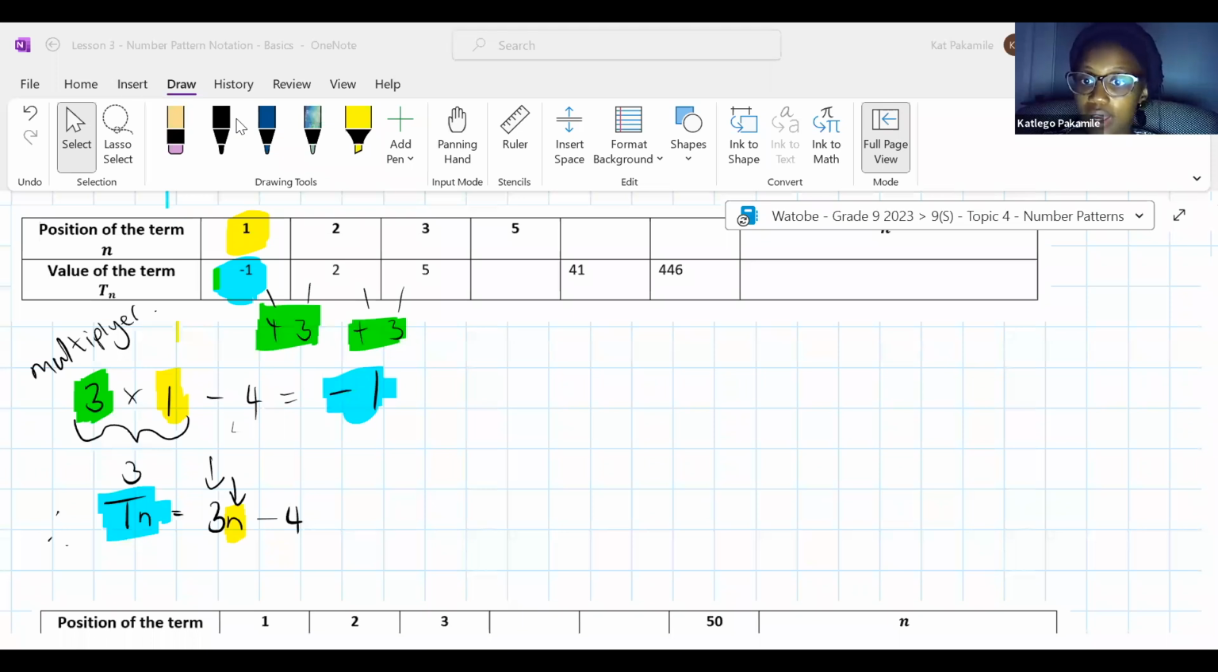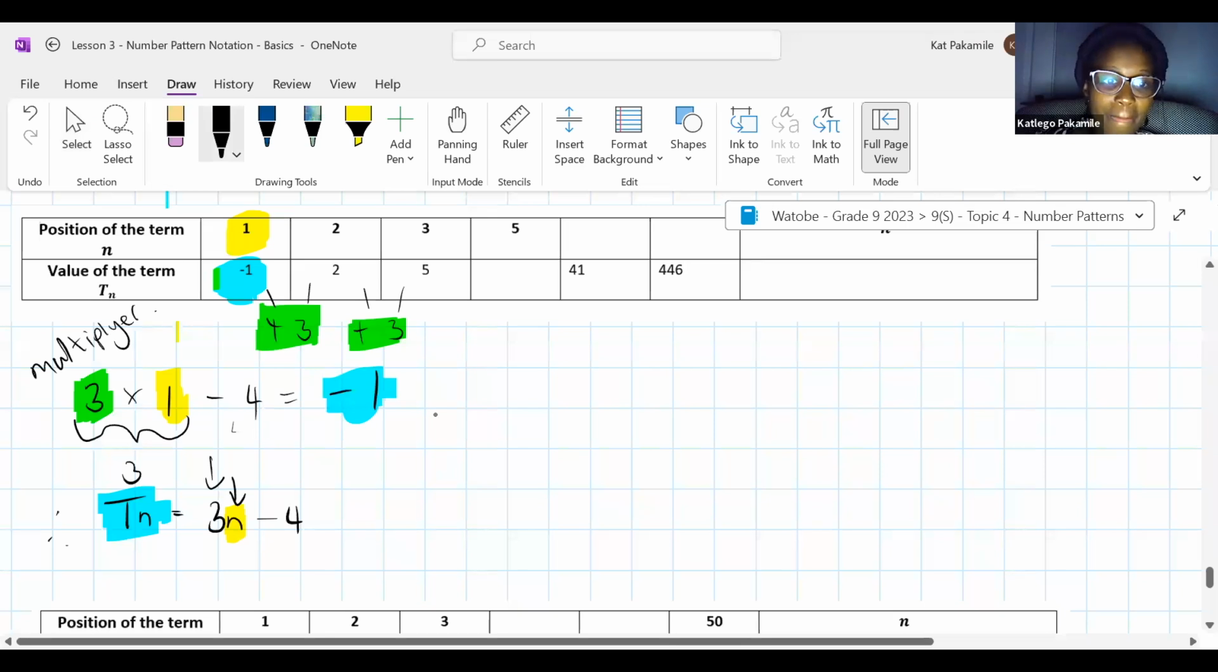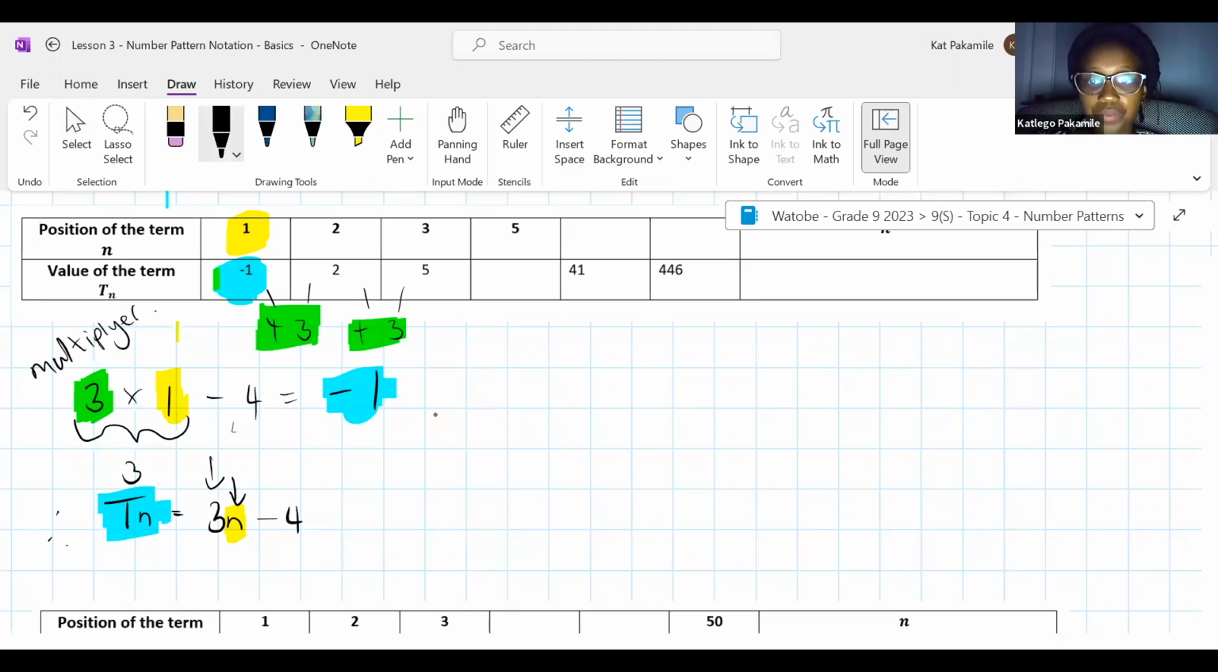Sharifa? You can unmute, I just unmuted you. Hi, ma'am. Hello. So due to the fact that our Tn equals 3n minus 4, and Tn is 41, we're gonna do the inverse. So 41 plus 4, which gives us 45. And then due to the fact that we had to multiply 3 and n, 45 divided by 3, which gives us 15. Beautiful, Sharifa. I just want us to write it down nicely, okay?